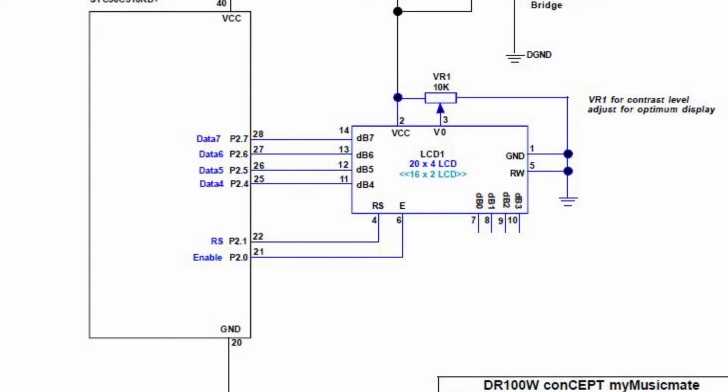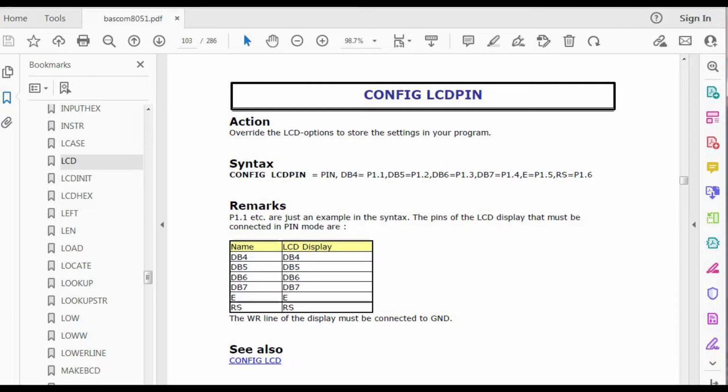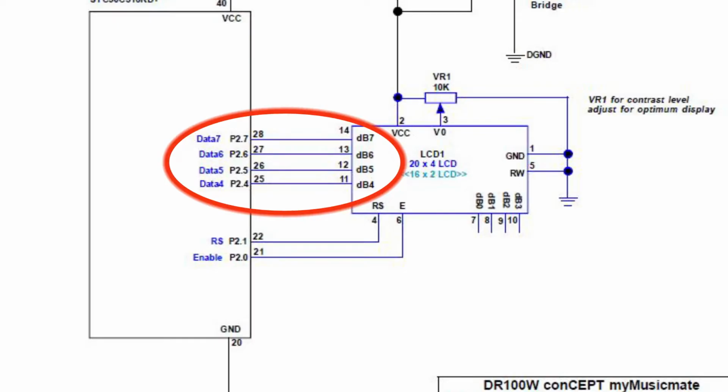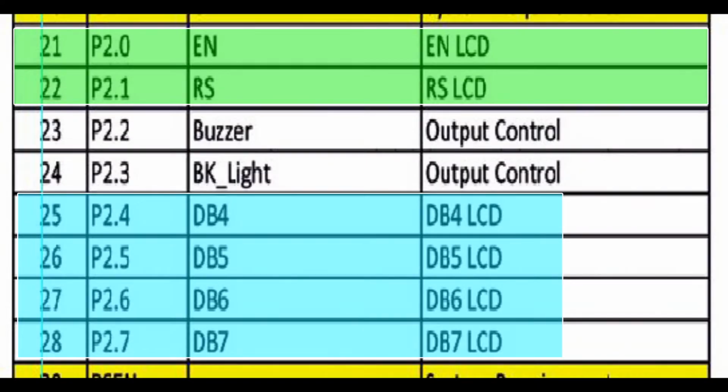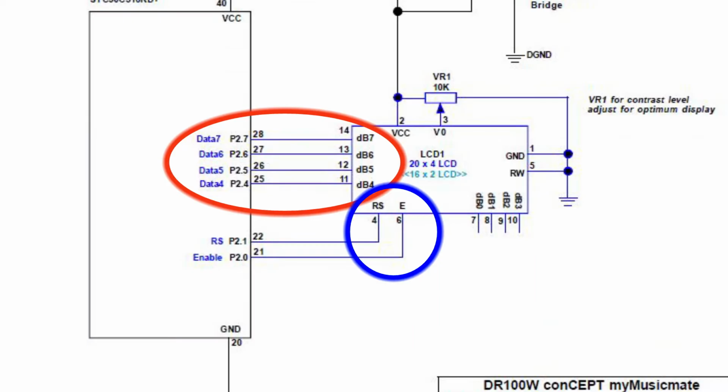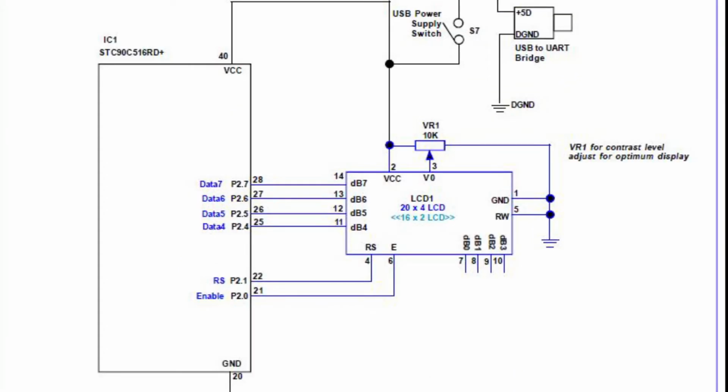From the information on the BASCOM reference manual on page 228, I can interface the data bus and control bus to our STC90C516RD micro as per the I/O mapping table. This I/O mapping table is a designation of the micro ports, which ones connect to the control bus and which ones to the data bus. And the resulting schematic diagram looks like this.